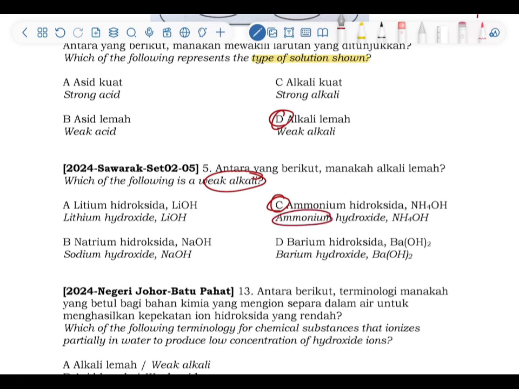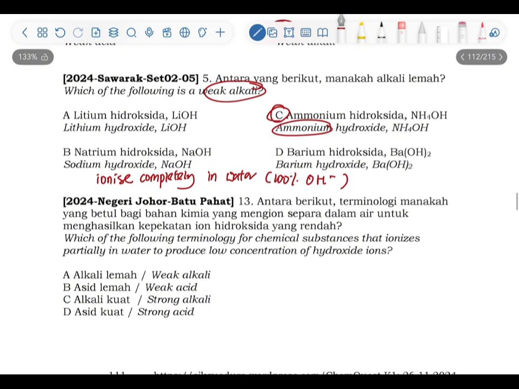And then for your information, lithium hydroxide, sodium hydroxide, and barium hydroxide are the strong alkali. It means that they ionize completely in the water. Ionize completely in the water means that it will give out 100% hydroxide ion when it dissolves in the water.